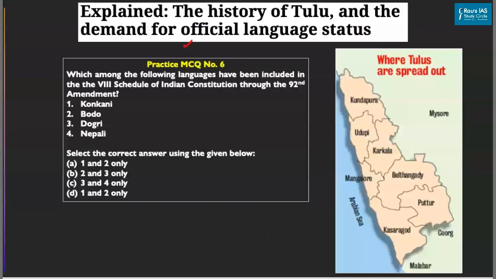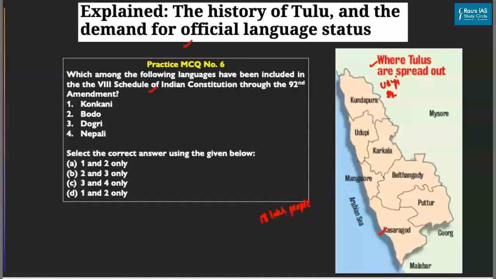for their language to be included in the 8th schedule of the Indian Constitution. As you can see here, the Tulu speaking people are basically spread across the 2 coastal districts of Karnataka, these 2 being Udupi and Dakshin Kannada. Apart from that, they are also found in the northern part of the Kasaragod district of Kerala. According to Census 2011, presently there are almost around 18 lakh Tulu speaking people.